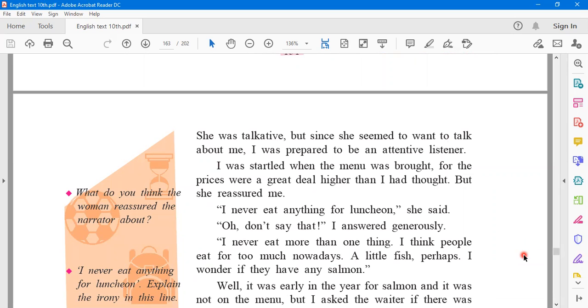So both of them meet at the restaurant on Thursday at 12:30. Name of the restaurant, Foyo. And when the menu card was brought, the writer was startled, shocked. For the prices were a great deal higher than I had thought. But she reassured me.